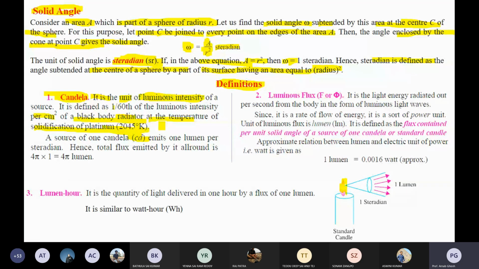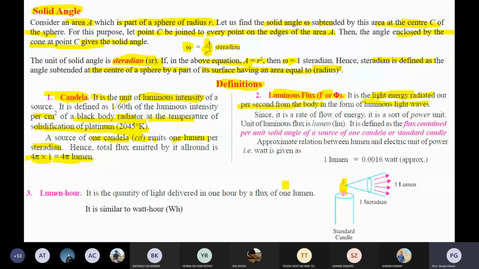Now the second one is the luminous flux. Intensity is candela, then luminous flux, denoted phi or F. It is the light energy radiated out per second from the body in the form of luminous light waves. That means per second, how much light energy is coming from the illuminating element.